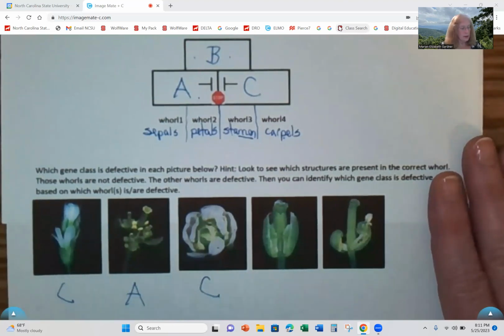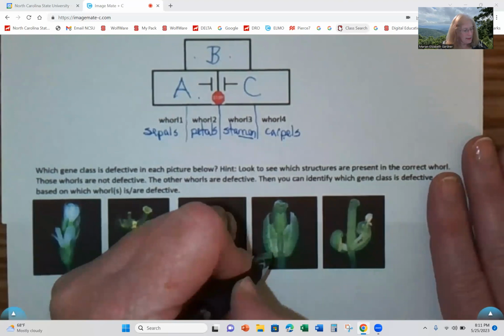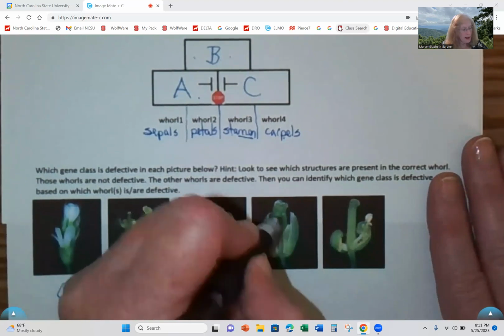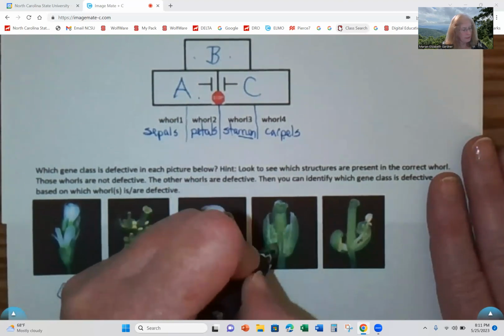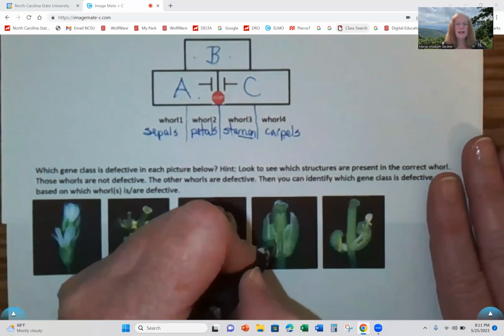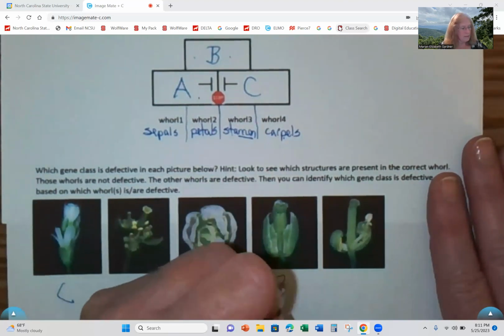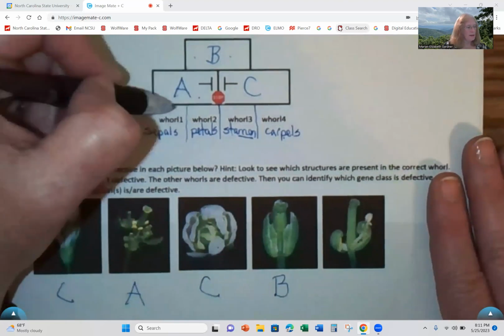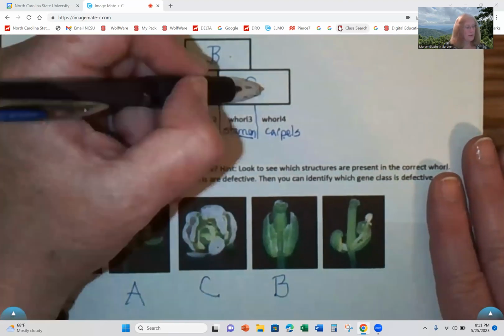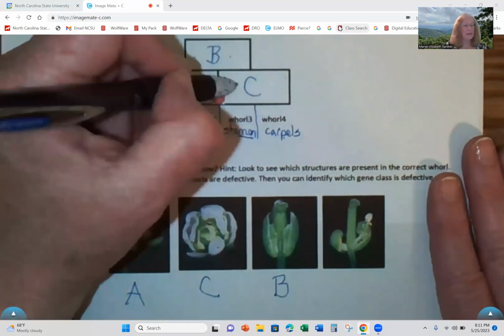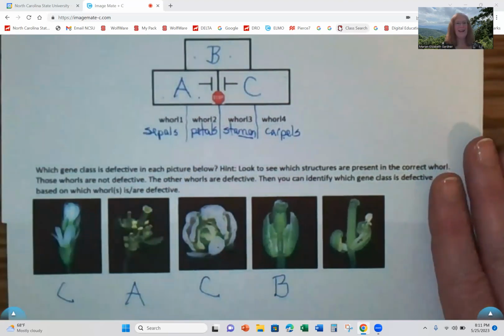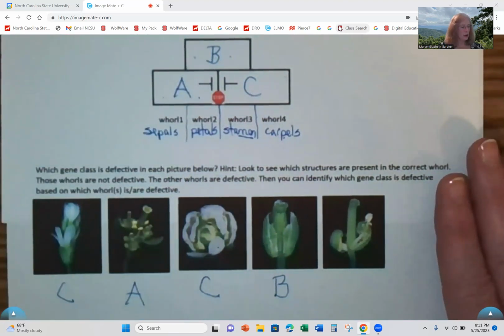Now this next mutant, if I look at it, that is a normal sepal, and that's a normal carpel. That kind of looks like a sepal, but it's not in the right place. And so it's also mutant, and there aren't any stamens showing. So this is a B-class mutant. We've got normal sepals in the outer whorl and normal carpels in the middle, but something's messed up with the center two whorls.